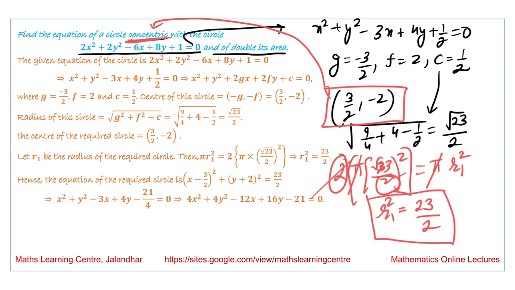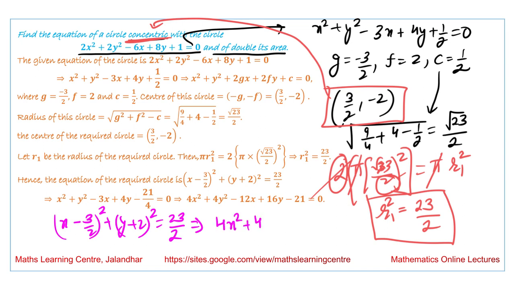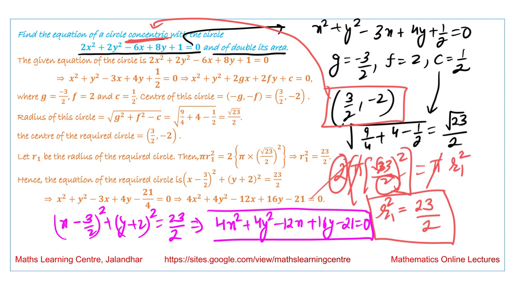So the equation of the circle is given by x minus 3 by 2 square plus y plus 2 square is equal to 23 by 2. On simplifying this, we obtain the equation as 4x square plus 4y square minus 12x plus 16y minus 21 is equal to 0. So this is the equation of the circle satisfying the given conditions.